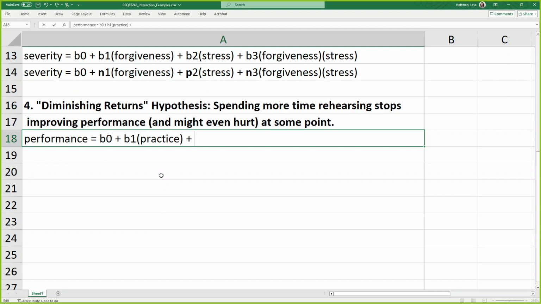Are there other variables in the problem that I don't have in my model yet? Performance is my outcome. Practice time is one of these. So you're thinking, well, I don't see another one, but this is in the interaction example, so there must be some kind of interaction. Is it possible to have a squared term?